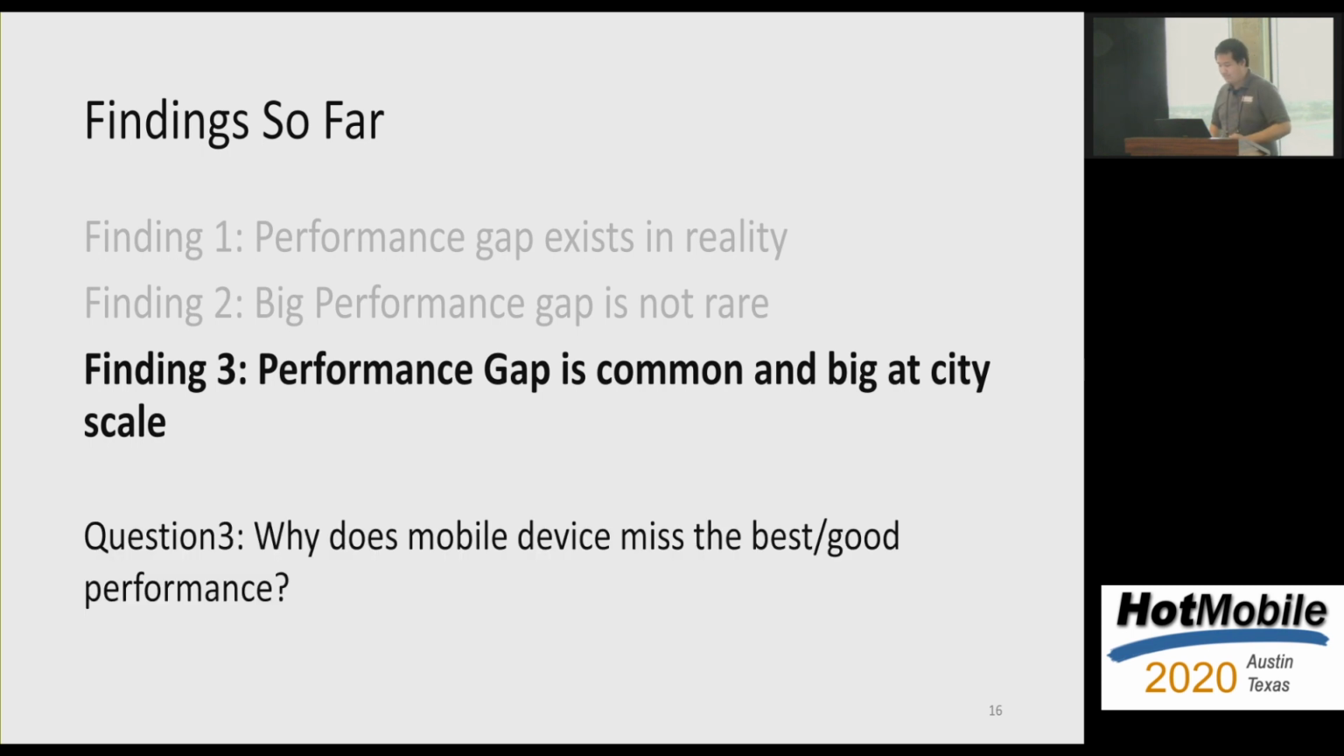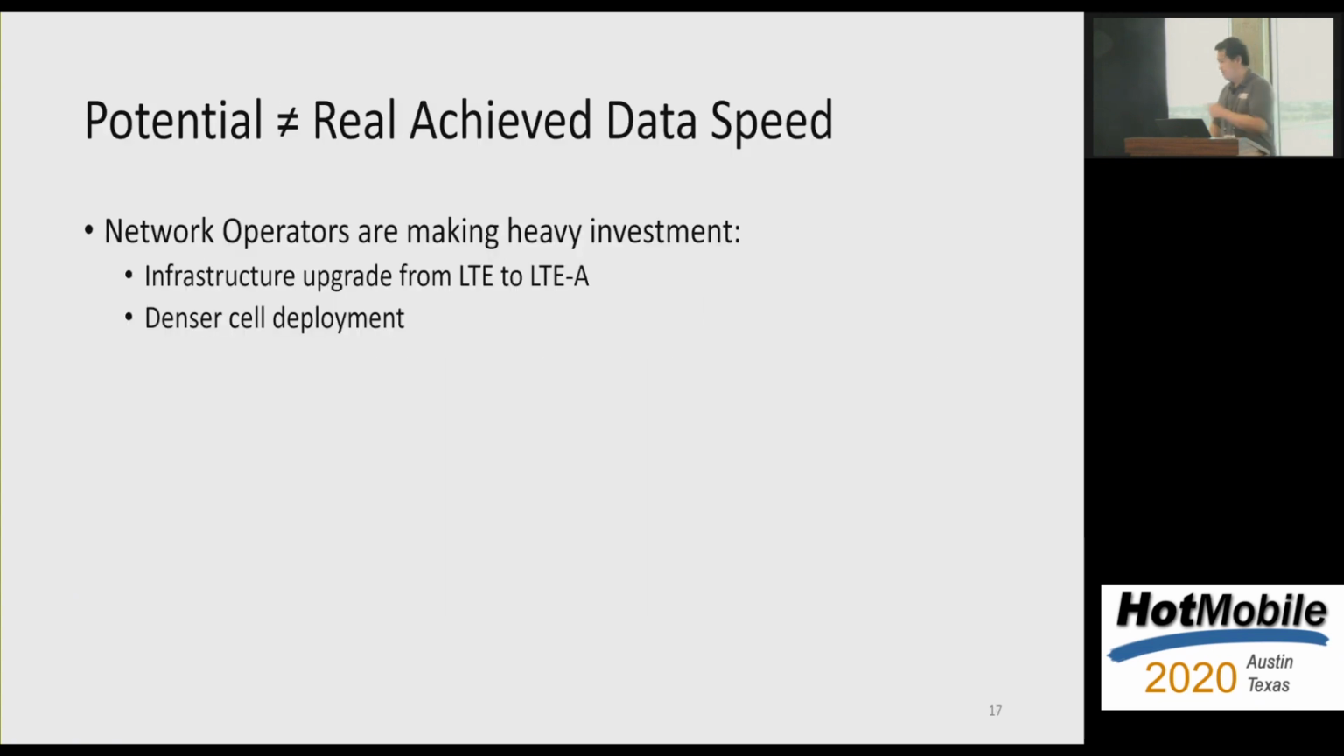The next question is, why does the mobile device miss the best or good performance? This measurement study has already shown that the network potential doesn't equal the real data speed our mobile device can achieve. We know that network operators are making heavy investments. They are trying to upgrade their network infrastructure from LTE to LTE-Advanced, and they are making denser cell deployment.